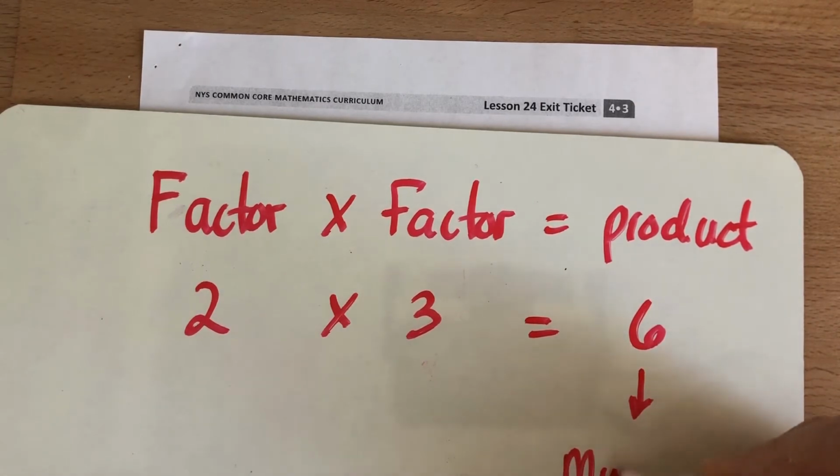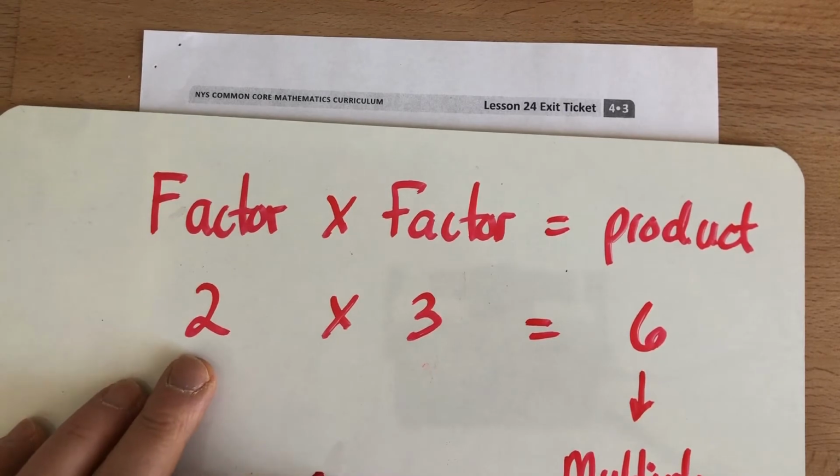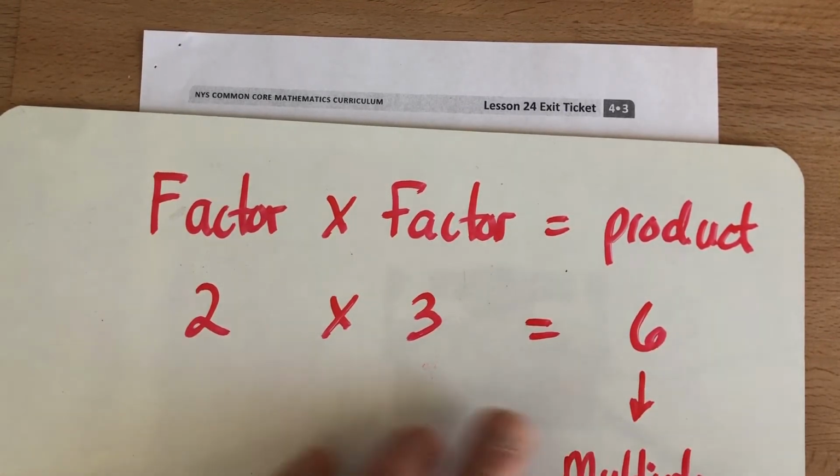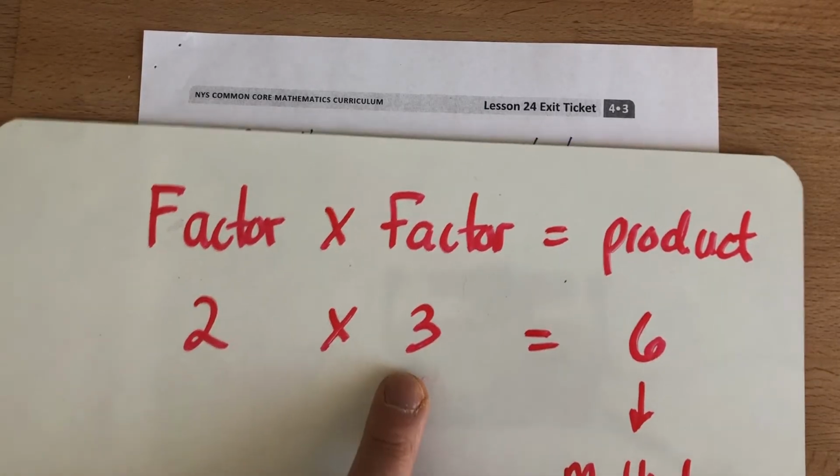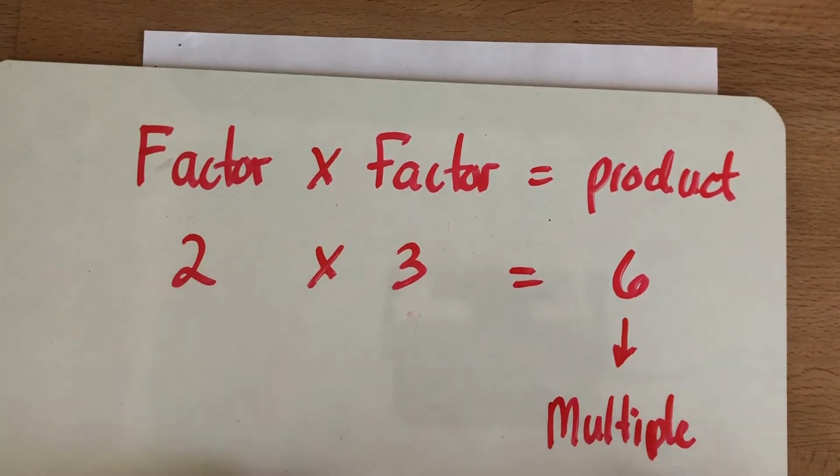So a multiple. If I look at a multiple, I say, well, what are the multiples of 2? Is 6 a multiple of 2? And the answer would be yes. If I count by 2 3 times, I'll get 6. So that would also make 3 a multiple of 6. If I count by 3s twice, I get 6. So multiples are like counting by a number.